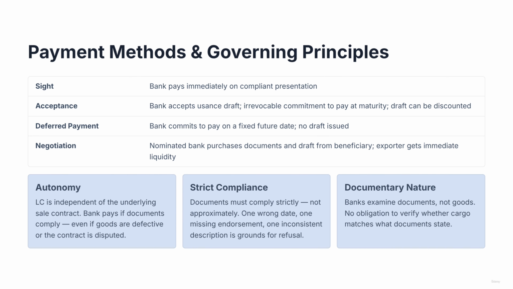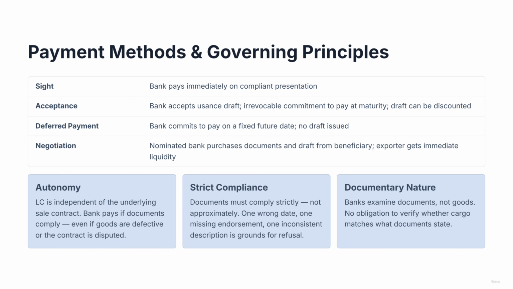Under an LC, there are 4 ways payment can be structured. Sight payment means the bank pays immediately on compliant presentation. Acceptance means the bank accepts a usance draft, making an irrevocable commitment to pay on maturity, and the draft can then be discounted for immediate liquidity. Deferred payment commits the bank to pay on a fixed future date without a draft being issued, and negotiation is where the nominated bank purchases the documents and draft from the beneficiary, taking on the issuing bank's payment risk and advancing funds to the exporter against that risk.